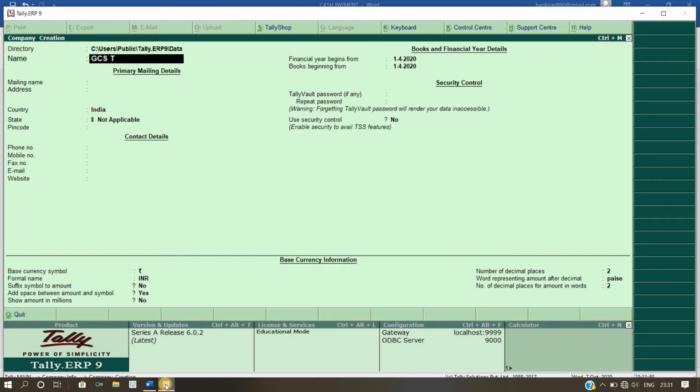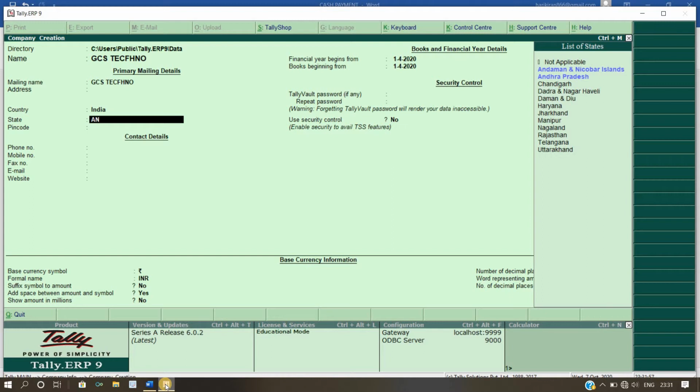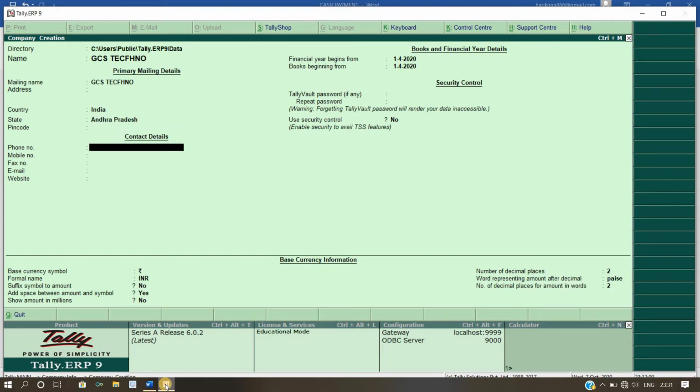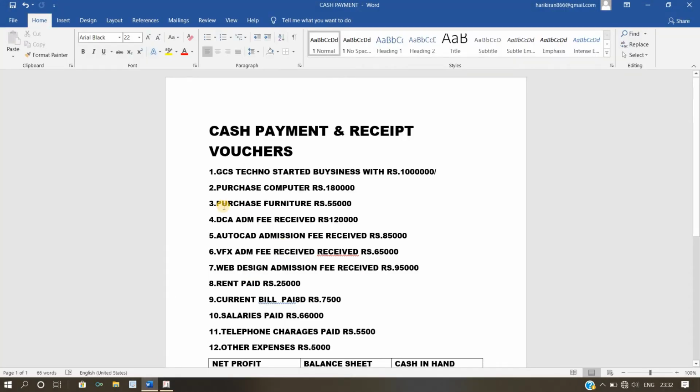GCS Techno. Okay. India, Andhra Pradesh. And next, accept yes. Okay. Now I have created the company. And the next step, what I want to do is create ledgers. Here I have 12 statements, right? And I want to create 12 ledgers.